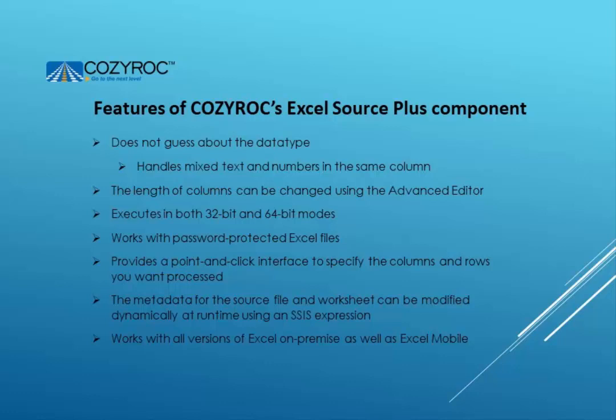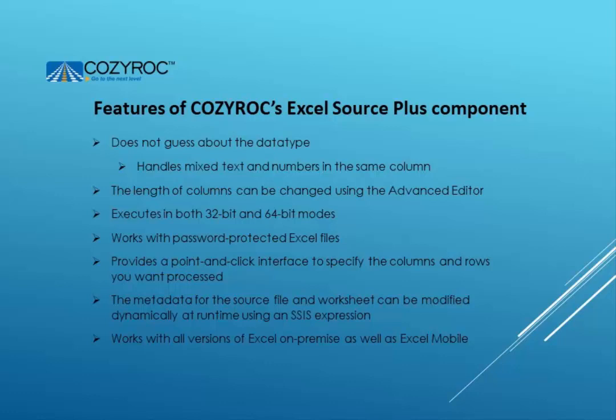The standard Excel Source component only executes in 32-bit mode. The COZYROC Excel Source Plus component executes in both 32-bit and 64-bit modes. The standard Excel Source component does not work with password-protected files, whereas the COZYROC Excel Source Plus component does. If you don't want to start reading data from the beginning of an Excel worksheet and you're using the standard Excel Source component, a SQL-like language must be used to specify the columns and rows you want processed. The COZYROC Excel Source Plus component provides a point-and-click interface for specifying the columns and rows you want processed.